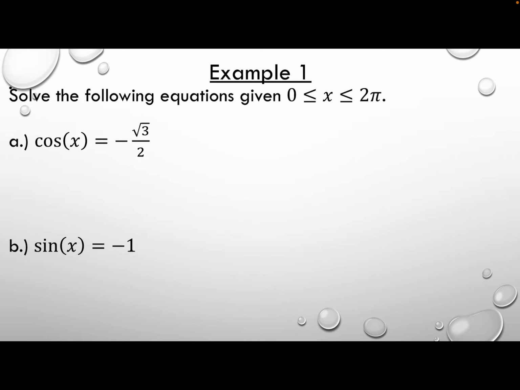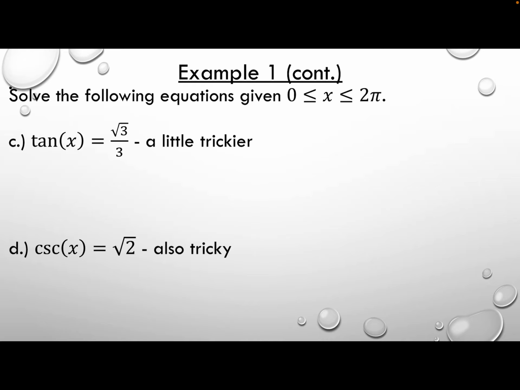These two problems I want you to try on your own. Cosine of x is equal to negative radical 3 over 2, and sine of x is equal to negative 1. For cosine, remember, cosine would be the x value of the point, and sine of x would be the y value, just like we saw in the previous example. Now let's look at something a little bit trickier. Sine and cosine are pretty straightforward because you're just looking for the x or y value respectively, and then going from there.